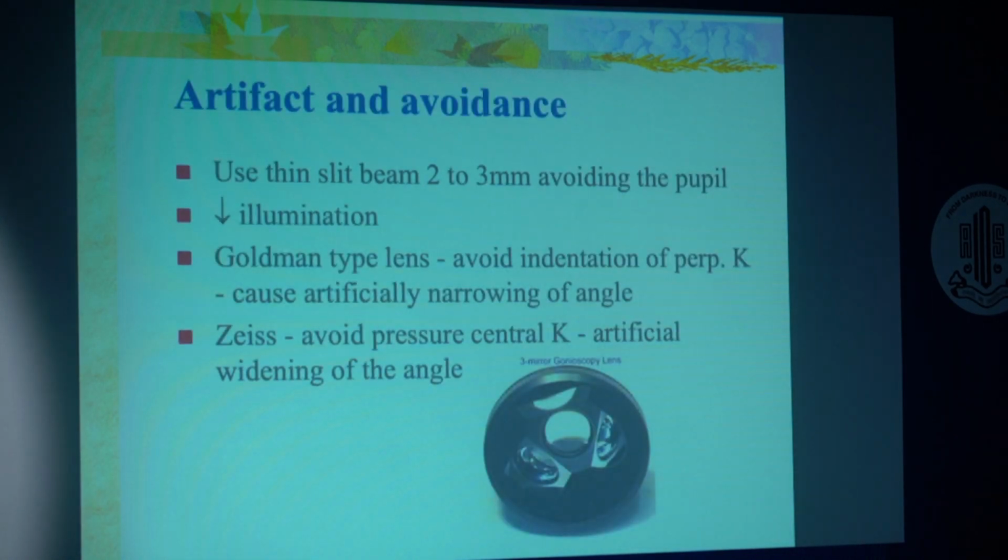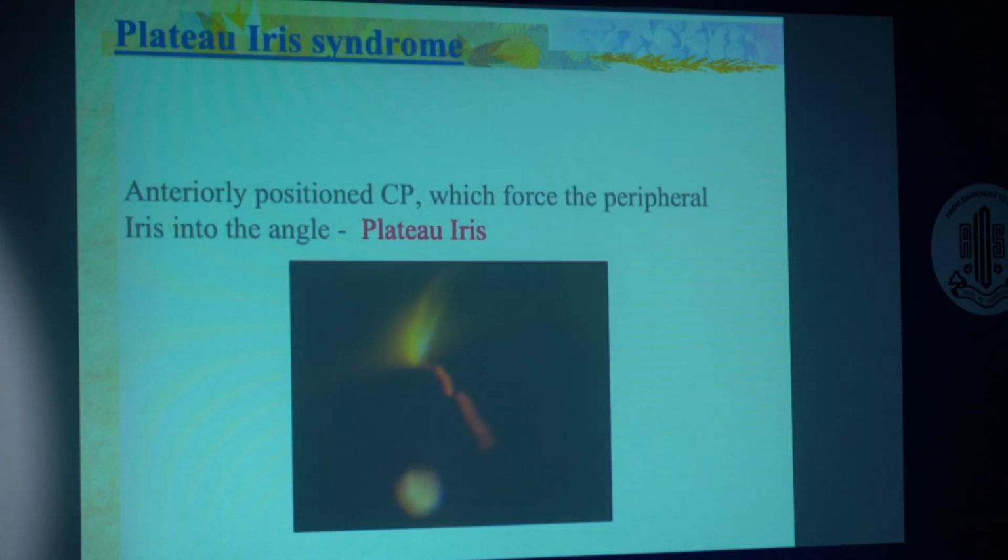So what are the artifacts you should avoid? Try to make a small slit beam, 2 to 3 millimeter, avoiding the center of the pupil, because you can avoid pupillary constriction and less illumination. Use a Goldmann two-mirror, and try to avoid indenting the peripheral cornea. If you're using a four-mirror, a Sussman or Posner, avoid pressing the central cornea, or you cannot even see the angle.